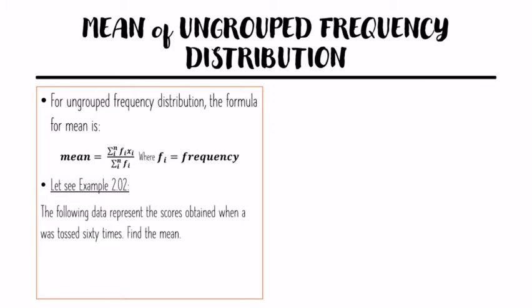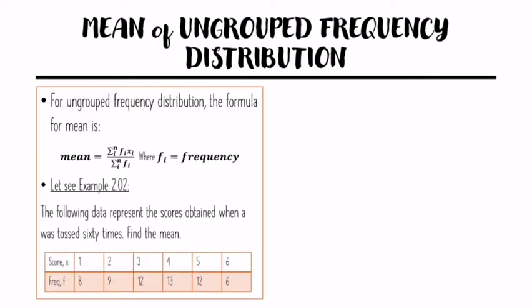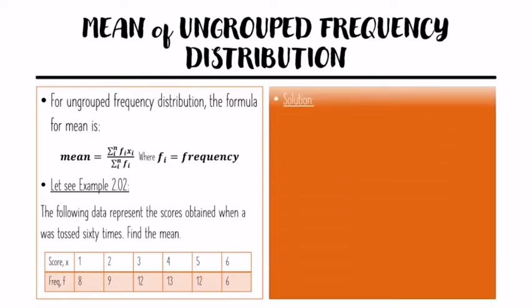We have the following data representing the score obtained when a dice was tossed 60 times. Find the mean. A dice has 6 faces. So when we toss it 60 times, we get 1 eight times, we get the number 2 nine times, we get the number 3 twelve times, we get 4 thirteen times, we get 5 twelve times, we get 6 six times. That's what is meant by the data. Now we want to find the mean.